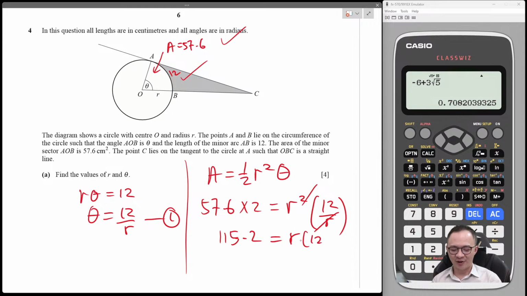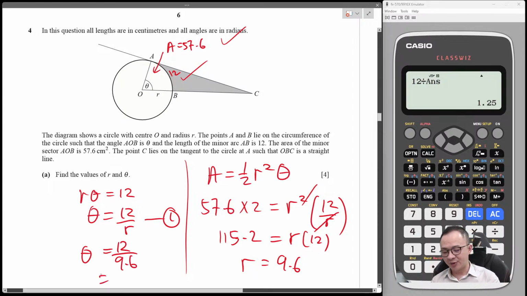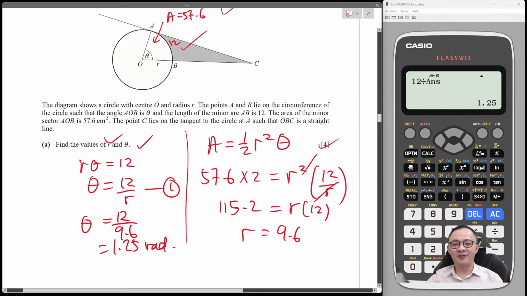Sorry, 57.6 multiplied by 2. 115.2, right? And then divided by 12. Okay, the radius is 9.6. If you want to get theta, it's 12 over 9.6. So 12 divided by my answer. This is 1.25 radians. Okay, done. 4 marks. Just apply the area formula and arc length formula.